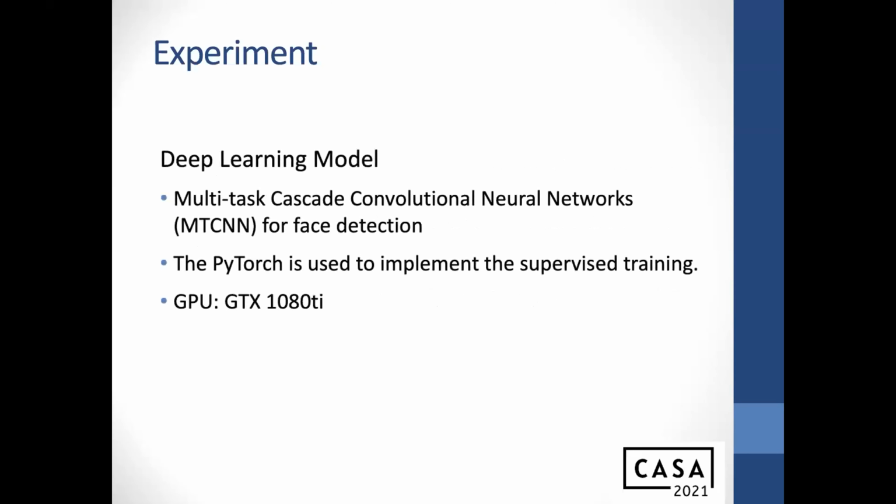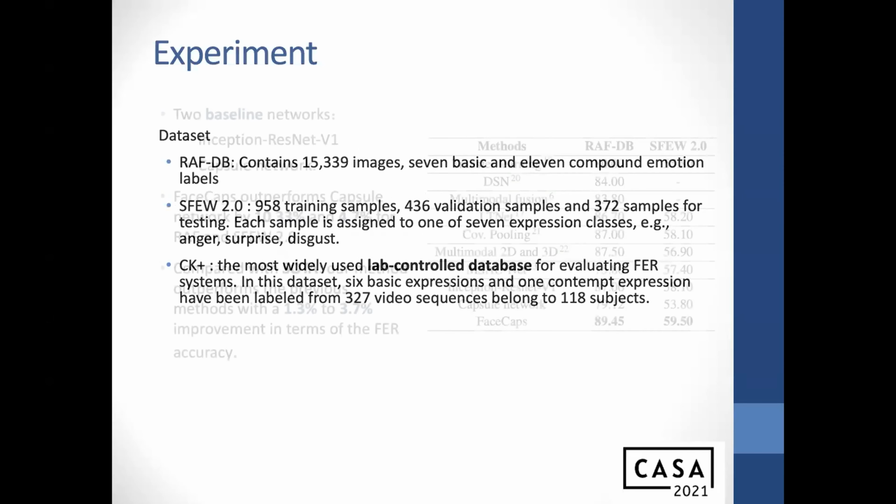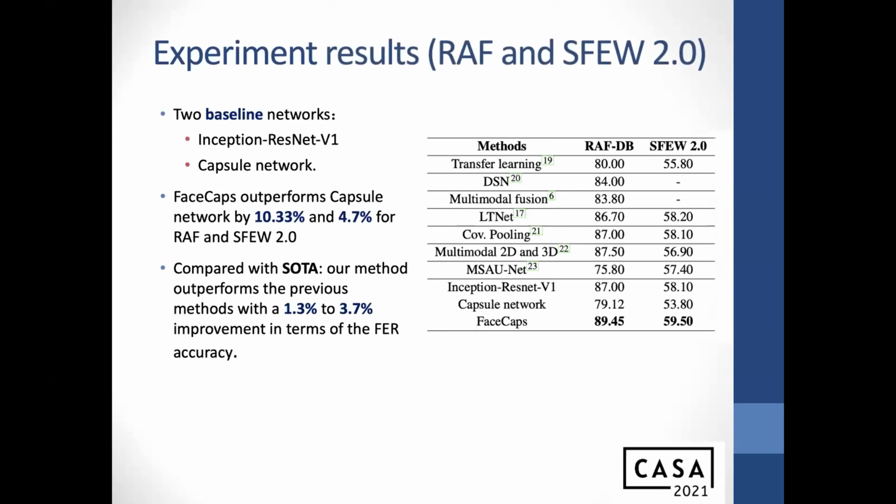We designed two baseline networks. For the first one, we use the capsule network, and we don't use the FaceCap. We directly use the capsule network and train it with the training data. This is the original network. And the second baseline is the Inception-ResNet V1 network. Yeah, these are two baseline networks.